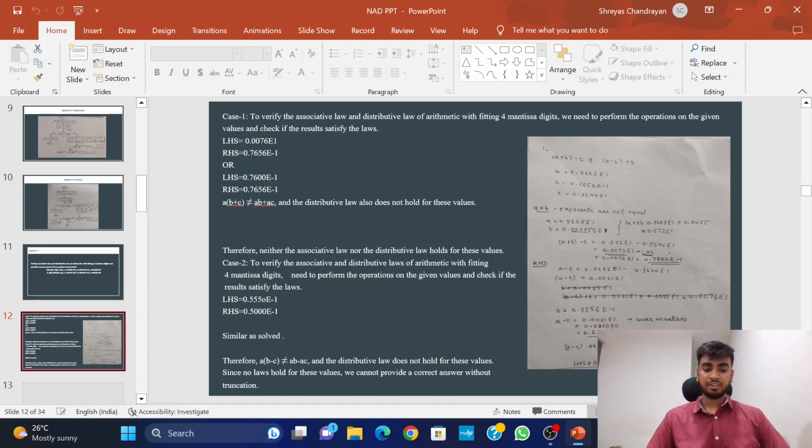Now, let us see our second equation. To verify the associative law of arithmetic with floating point for mantissa, we need to perform operations on a given value and check if the result satisfies the law. Here, the LHS value is equal to 0.55 e minus 1 and the RHS is equal to 0.500 e minus 1. Similarly, we have solved, therefore, here a into b minus c is not equal to ab minus c, and the distributive law does not hold for this value. Since no law holds for this value, we cannot provide a correct answer without truncation.